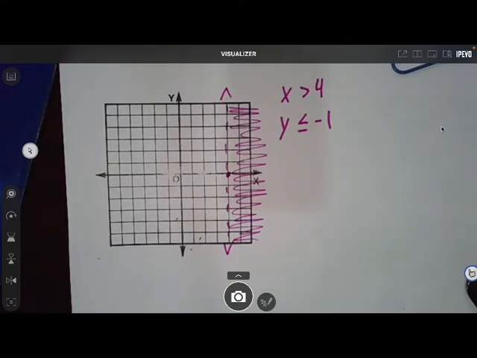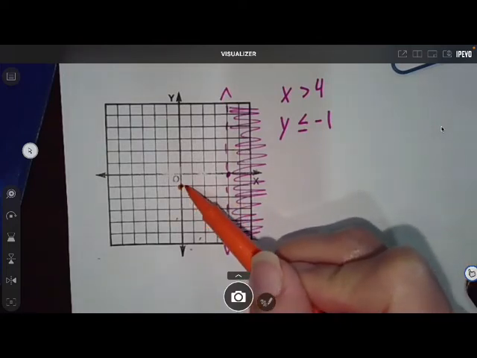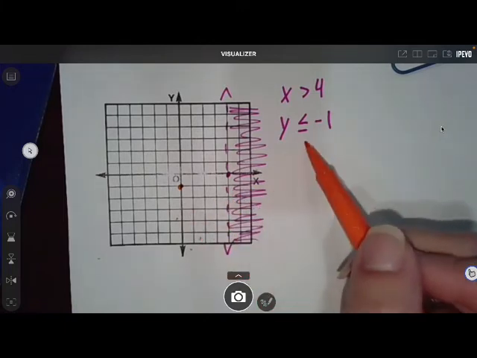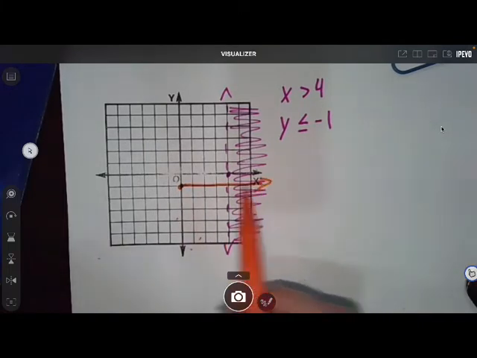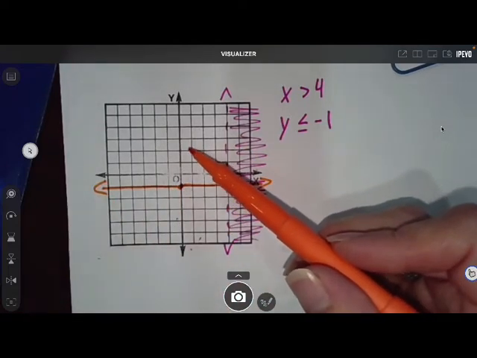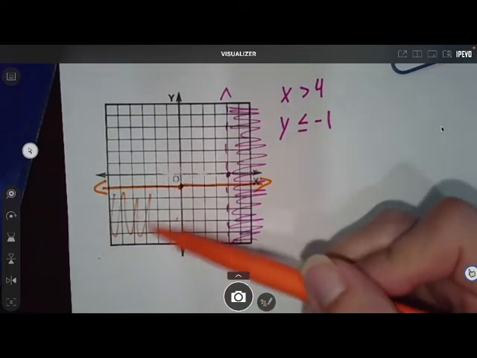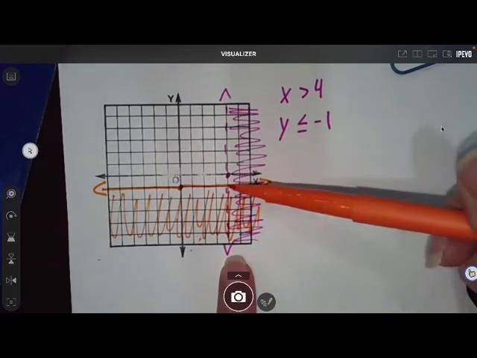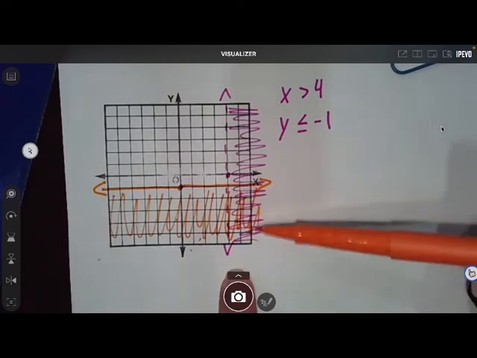What's this one going to be? A horizontal line. So I'm going to go down to -1, and do I make a solid line through it or a dotted? Solid. Why solid? Because I've got the equal to. So here's my solid line. Okay, and do I shade above that line or below that line to be less than that? Below it. So I'm going to shade below the line that's down here. And can you see my two graphs cross in this little rectangle area right here? That would be my answer. This little area right here is my answer.